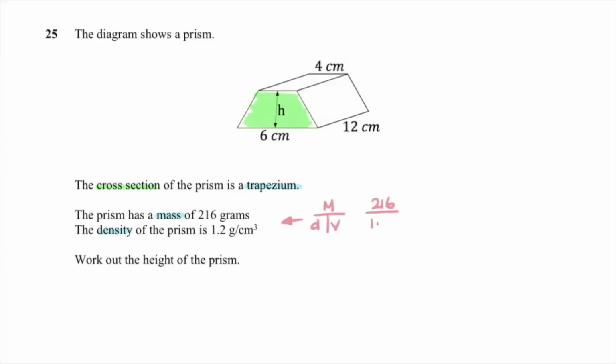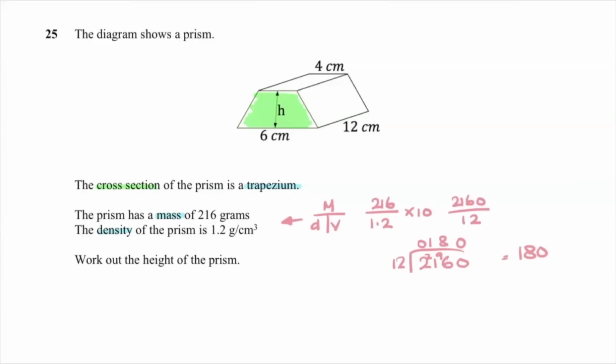We divide that through by 1.2. We do not divide by decimals. So I'm going to times this through by 10 so that I can divide by 12. I'm going to put that in my bus shelter so that I can get my final answer. So the volume is 180.